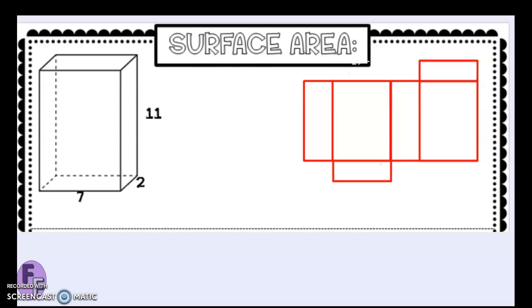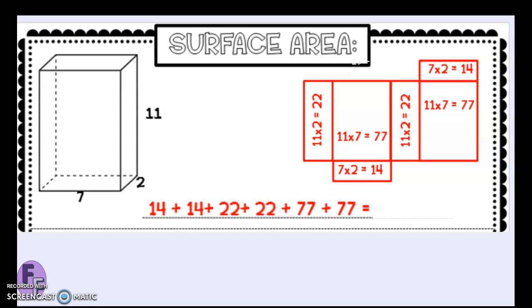Drawing the net, we can then find the surface area of each face. Using the height and the width, 11 times 2, we get an area of 22, and that is matched in the facing side. The next one is 11 by 7 for 77. Again, that has a matched pair. And then we have the 7 by 2 for 14. Add all of your sides together, and you get a total surface area of 226 units squared.